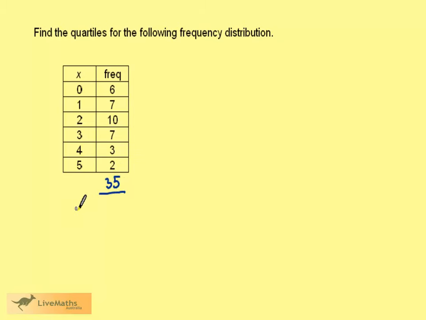To locate the median, we do 35 plus 1 divided by 2, which is 18. The 18th piece of data is the median.